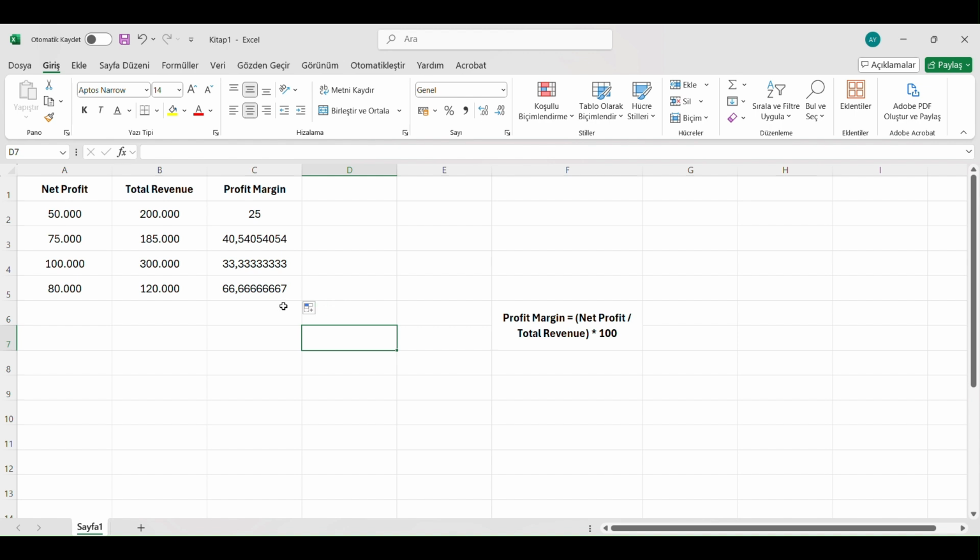In conclusion, calculating profit margin in Excel is quite simple. You just need to enter the net profit and total income data correctly. This calculation is useful for quickly learning the profitability of your business.